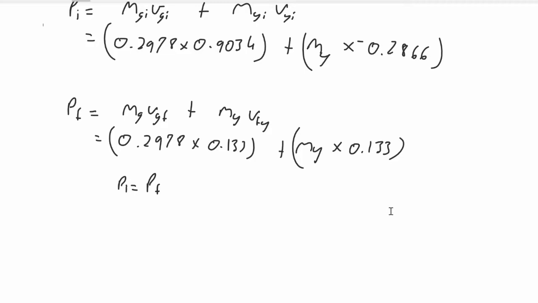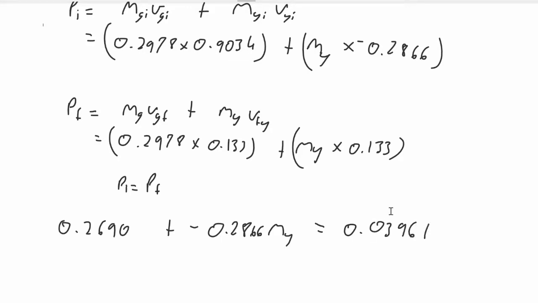0.2978 times 0.9034, I get 0.2690, which is this first bit, plus minus 0.2866 my equals this next bit, which is 0.2978 times 0.133, 0.03961 plus 0.133 my. And then I could subtract this from both sides.